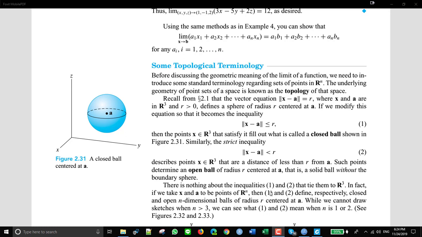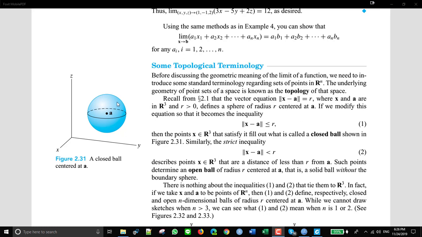So she says we don't have to keep this in R3. This could be in Rn. Of course, we can't picture it, but we can still define it. We can still call it an open ball, even though it might be in R10 or whatever. And we can still call this the closed ball, even though it could be in any R, R2, R3, or whatever. So she says, while we cannot draw sketches when n is greater than 3, we can see what they mean when n is 1 or 2.